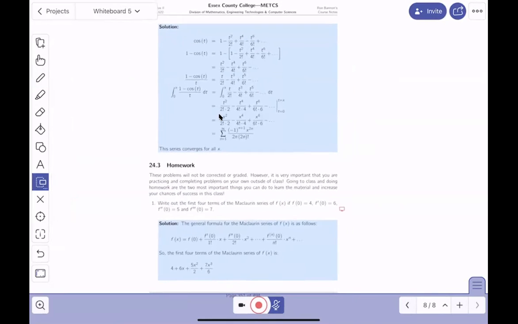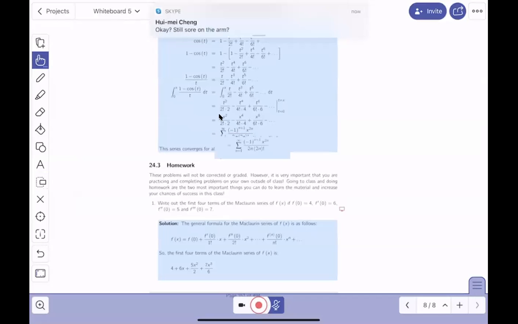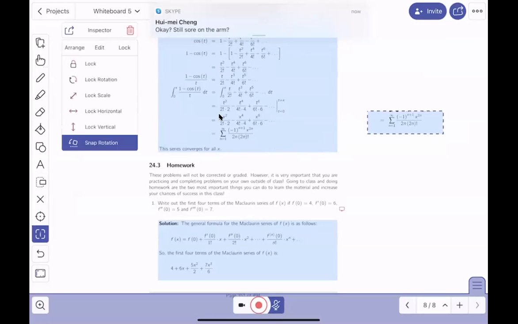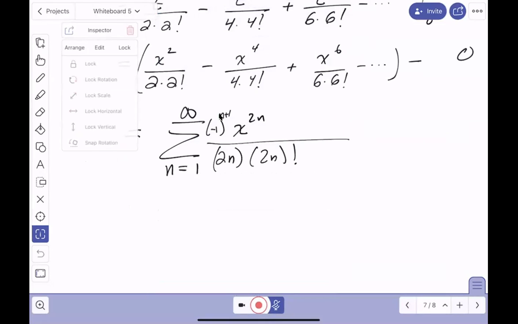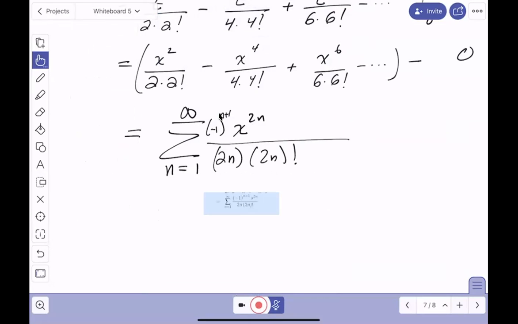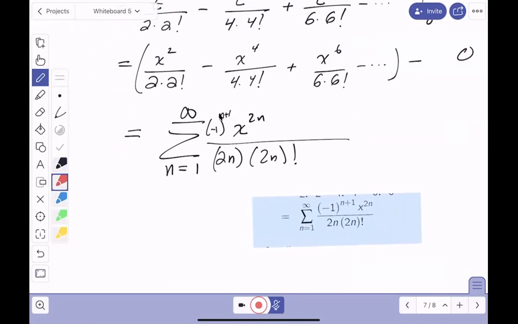And again, we're trying to encourage this. And someone says, what are you trying to encourage? Looking, examining, being critical of what you're doing, including if you make a mistake, know you made a mistake, and try to correct it. Let's see if we got the right answer. I'll get my red pen out. And I got the sum of (-1) to the n plus 1, x to the 2n over 2n times 2n factorial. It looks great.